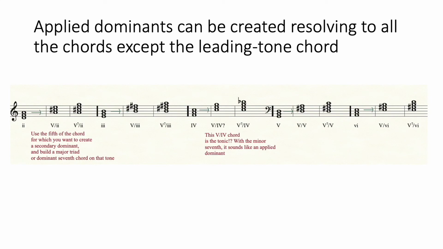We'll notice that in the case of an applied dominant leading to the subdominant chord, the triad is exactly the same as the tonic chord, so it's not going to have that sound of a dominant function. But if we make it into a dominant seventh chord, it will certainly have the sound of resolving to the 4 chord.